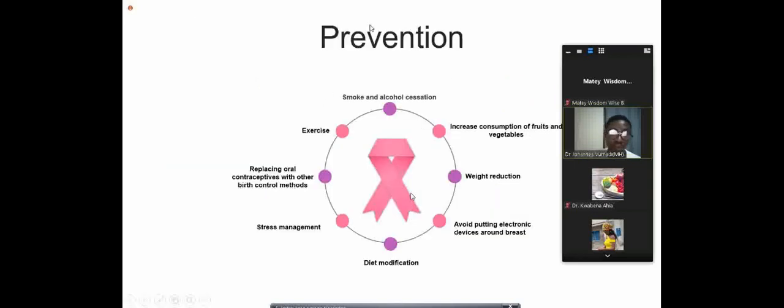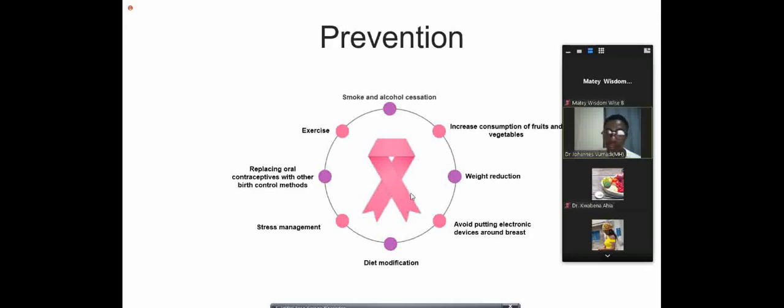Okay. So with the prevention, most of it is based on the risk factors. Alcohol and smoking actually increase your chances of developing breast cancer and even other forms of cancers. So smoking cessation and alcohol cessation help a lot. And then we should also increase the consumption of fruits and vegetables. Fruits and vegetables contain a lot of phytochemicals, and most of these phytochemicals are antioxidants, so they help to mop up or scavenge free radicals inside the body.